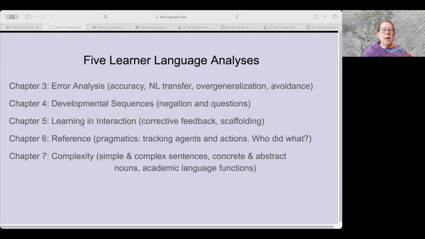In applying all these analytical approaches to our learner language samples, we found some things that we expected, of course, like native language transfer and possible avoidance. And then we found some really fascinating aspects that we didn't predict our tasks would elicit. And that's what I want to share with you next.